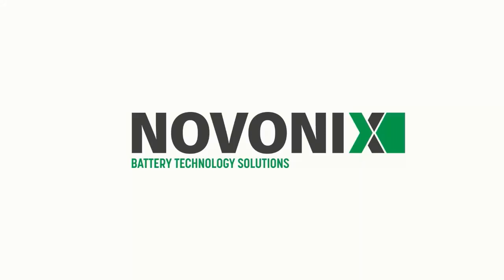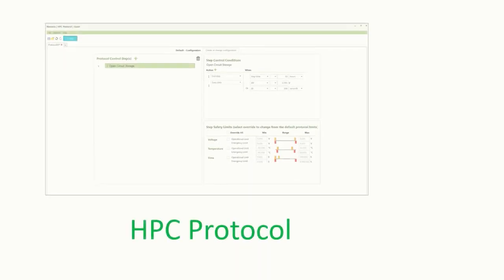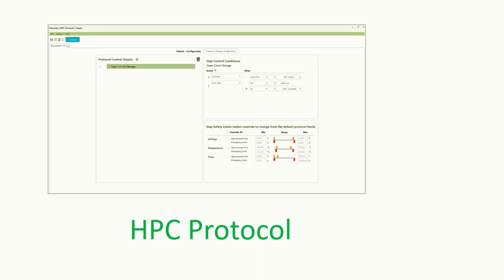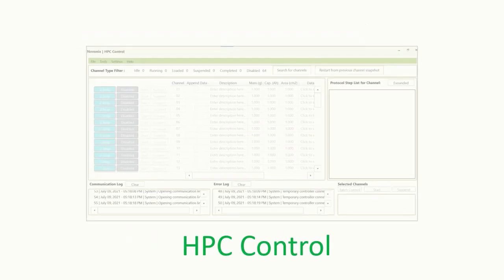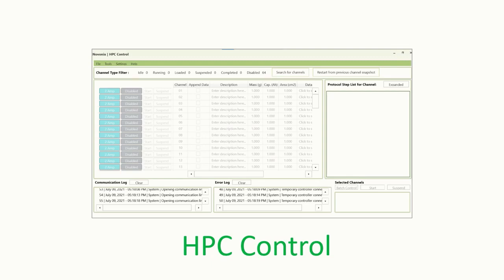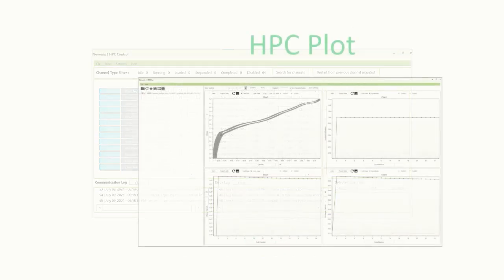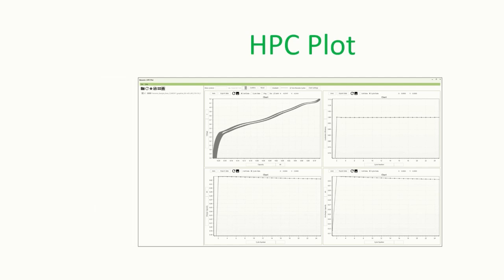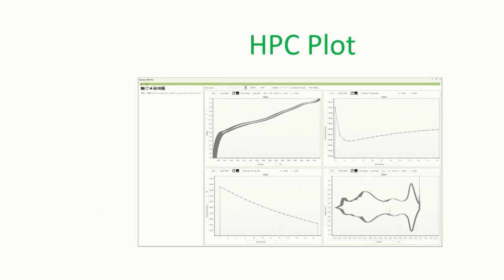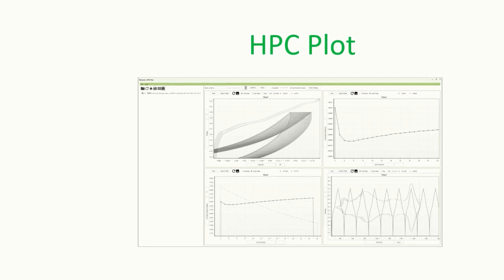The Novonix UHPC testing software suite consists of 3 standalone programs. HPC Protocol allows the user to plan and save a test sequence called a protocol. HPC Control is used to run UHPC tests using previously saved protocol files. HPC Plot is used to view the CSV data generated during and at the completion of a test.